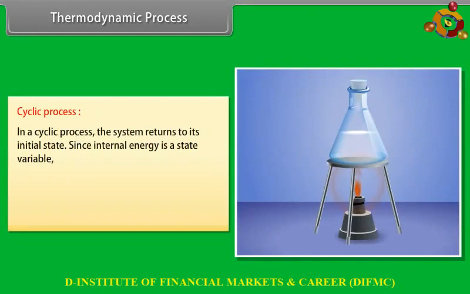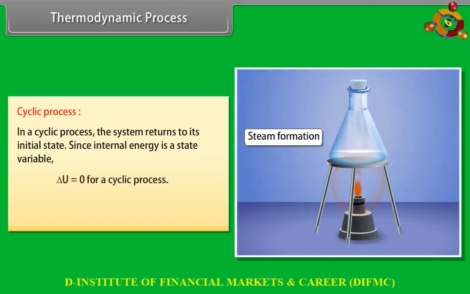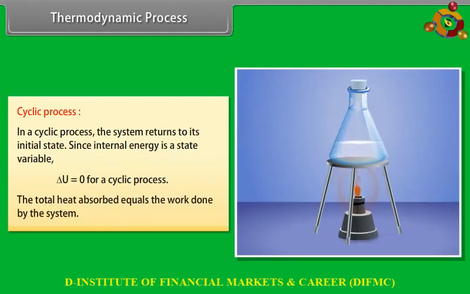Cyclic process. In a cyclic process, the system returns to its initial state. Since internal energy is a state variable, delta U is equal to 0 for a cyclic process. The total heat absorbed equals the work done by the system.